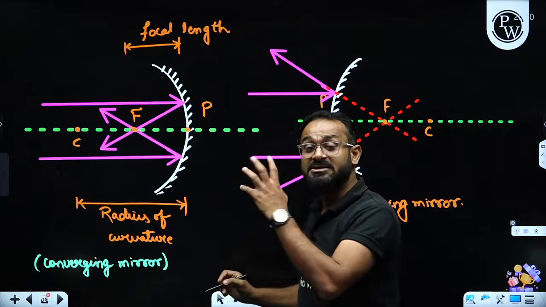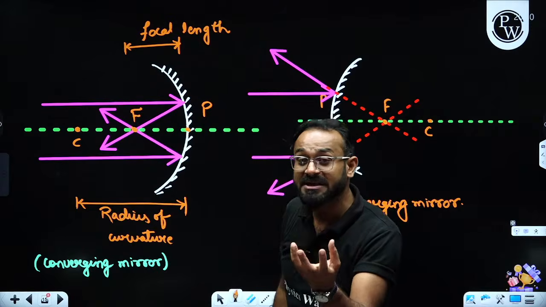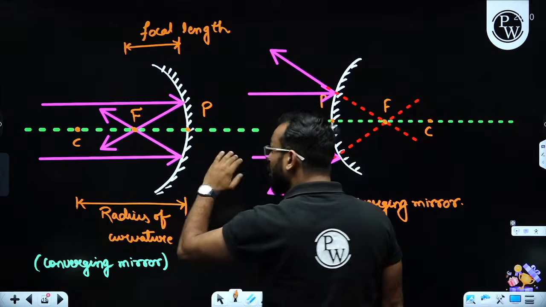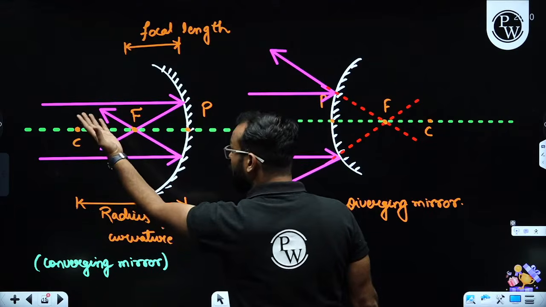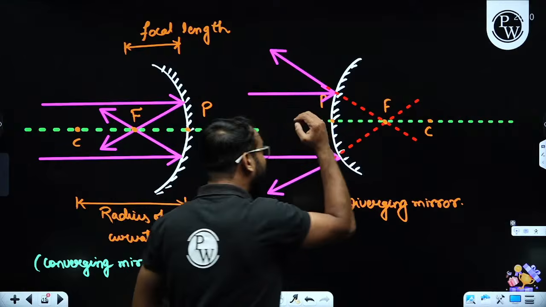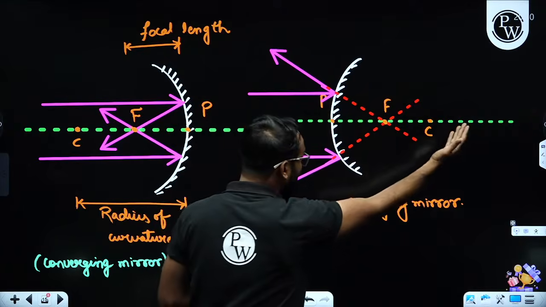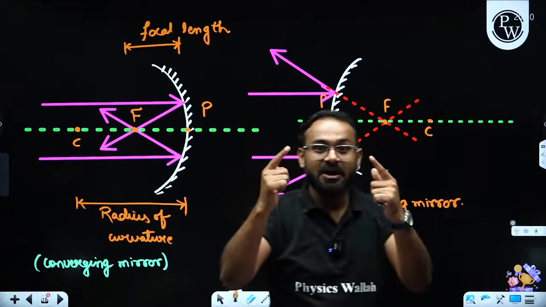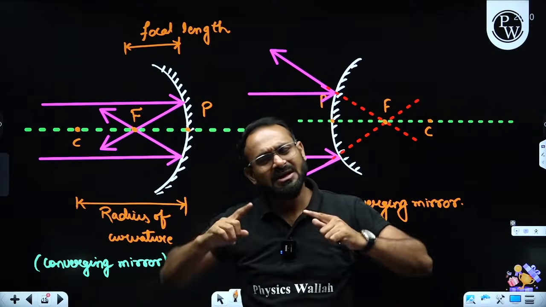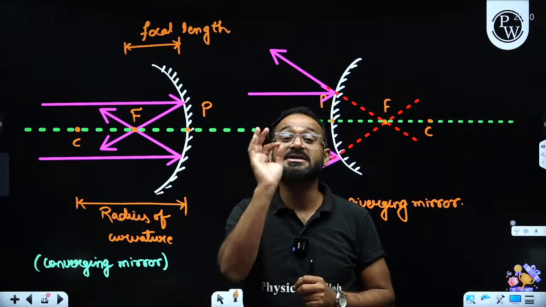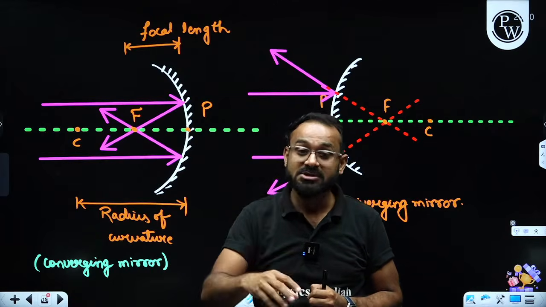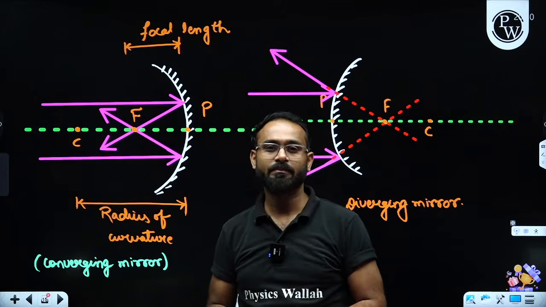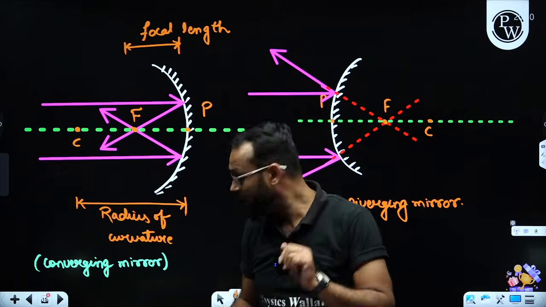Also remember, where is the focus lying? For the concave mirror, on the left side of the pole. For the convex mirror, where is the focus lying? On the right side of the mirror. Always remember that. Sir, is this really necessary to remember? Answer is yes, because when you are solving numericals, that is going to be very helpful.